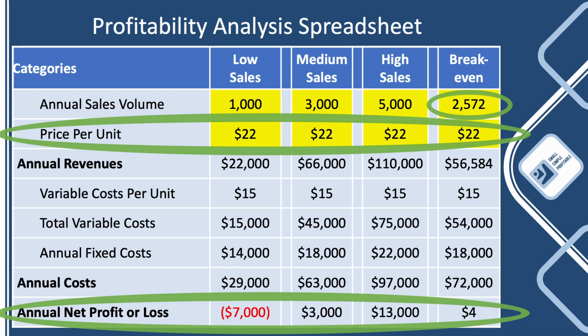Now you're losing $7,000 in low sales, making a profit of $3,000 in medium sales, and making a profit of $13,000 in high sales. Notice also that the break-even level of sales decreased from 3,600 hours to 2,572. That's a difference of 1,000 fewer hours to reach your break-even level of sales. This is good because it means you don't have to work quite so hard to reach break-even.